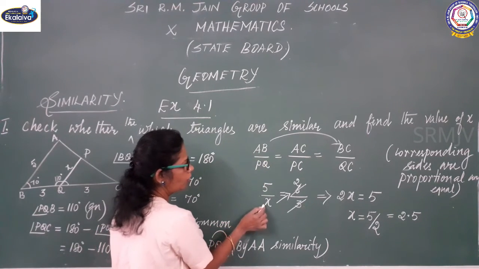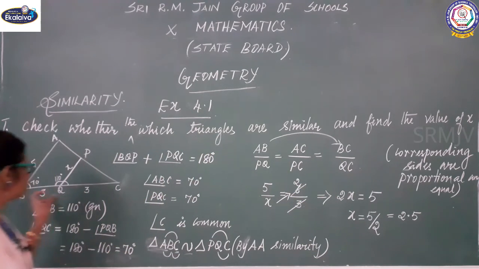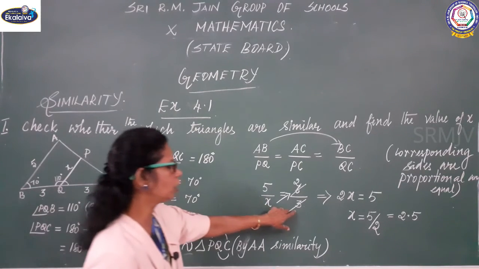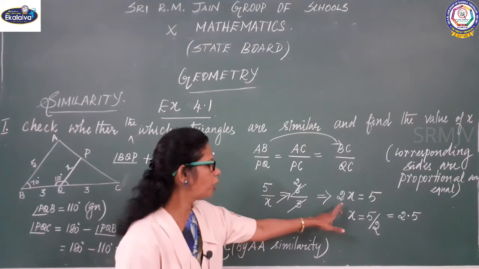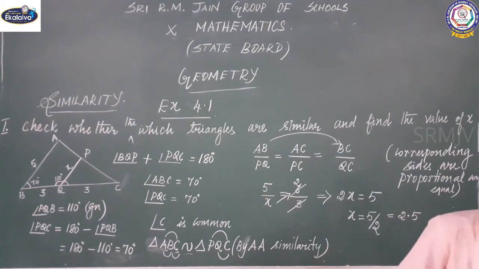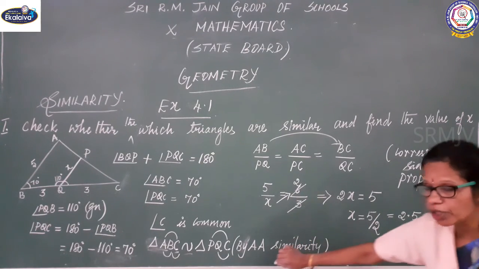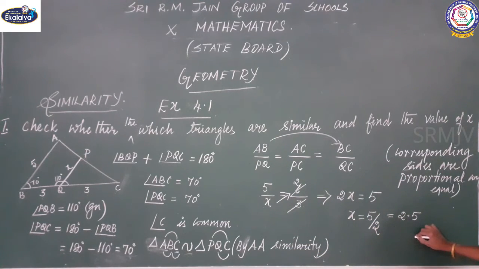AB is 5, PQ is X. BC means BQ plus QC. 3 plus 3 is 6, 6 by 3. So 3 ones are, 3 twos are. Then you have to cross multiply, 2x equals 5, x is equal to 5 by 2, which is equal to 2.5. Here you proved the triangles are similar, then you find the value of x.